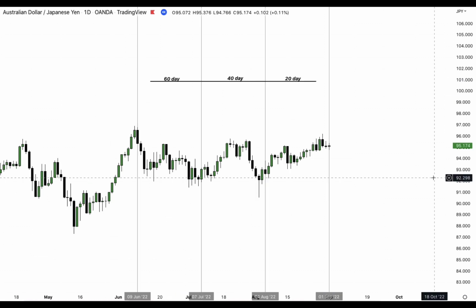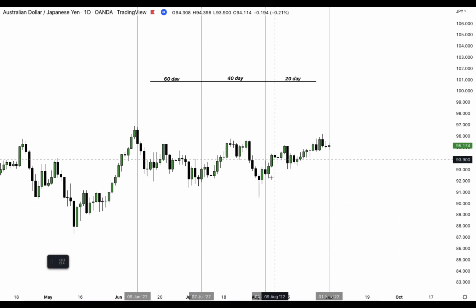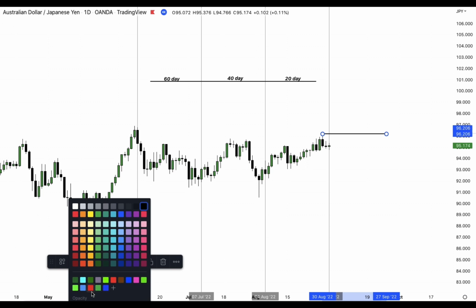Now that we have the 20, 40, and 60 day look back periods delineated, we can now note off the highest high and lowest low within each time period. Let's do that now. So we'll come here to the 20 day and we'll find the highest high and the lowest low within this range. That highest high would be right here. You can see it's right here. So we'll mark that off as the 20-day high.